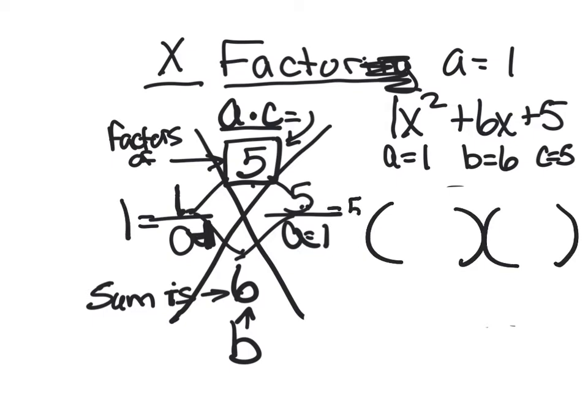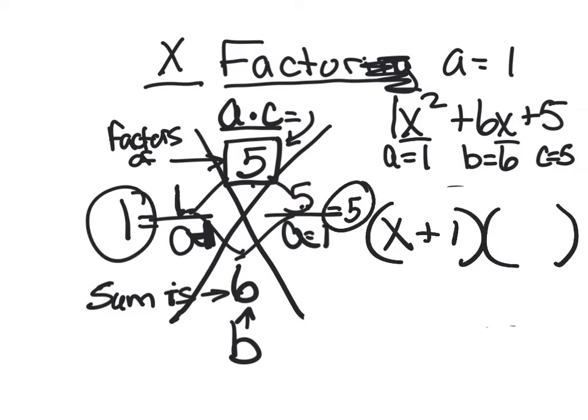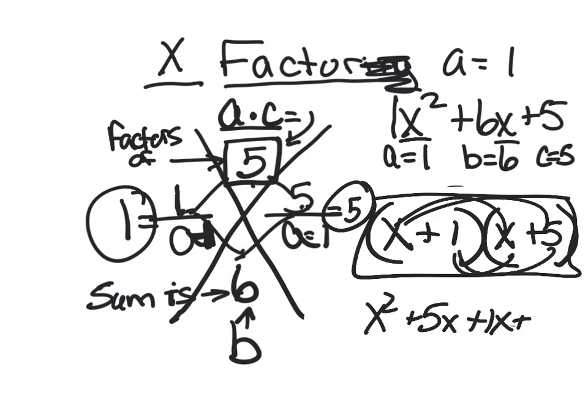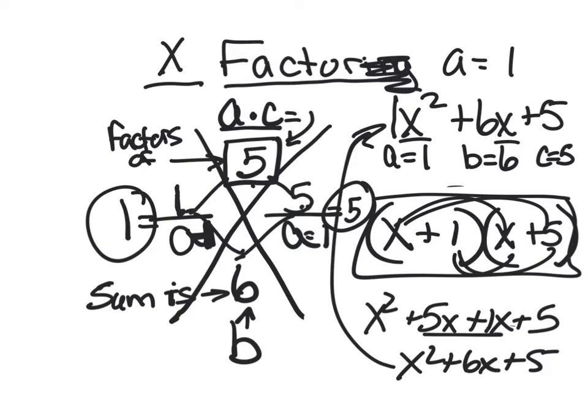5 divided by 1 is 5. So you're going to have your variable x, right? So you're going to put x, and over here you got a positive 1, so put plus 1. Over here, you got a positive 5, so put x plus 5. Okay, so that's your factored form. Now you can check it. X times x is x squared. And that's 5x. This is 1x. And this is 5. Combine: x squared plus 6x plus 5, which is that.